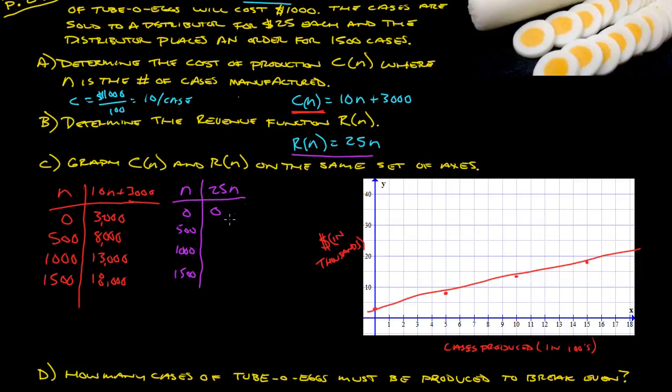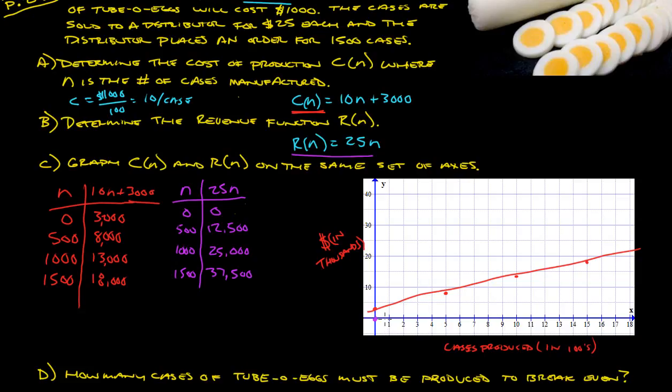So plug in 0, you don't sell any cases, you don't make any money. You plug in 500, 500 times 25 gives us 12,500. So if you sell 500 cases, you're going to make $12,500 off of those cases. That's the money that you're going to take in, that's the revenue. And then 1,000 is going to be 25,000. And then 1,500 times 25 is going to give us 37,500. Okay, so we graph all those.